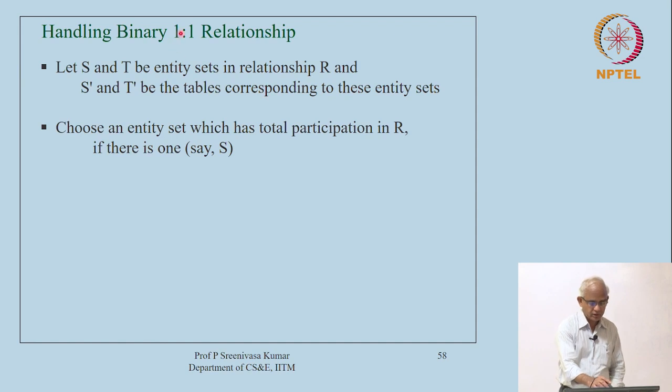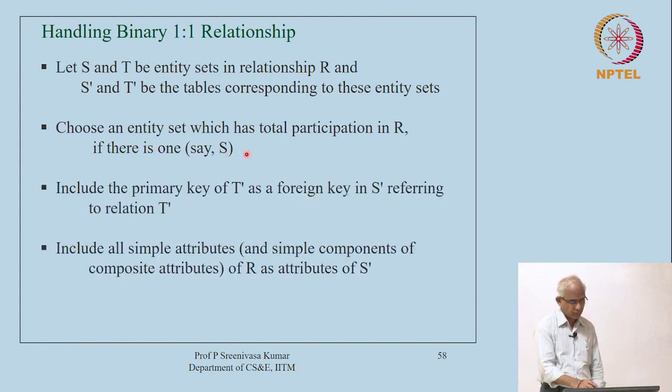we can handle the specific case of one-to-one relationships. Let us say choose an entity which has a total participation in R. One of them is likely to have a total participation. Let us say S has a total participation. Then in this case, what we can actually do is to include the primary key of T prime, the other relation, as a foreign key in S prime, referring to the relation or the table T prime.